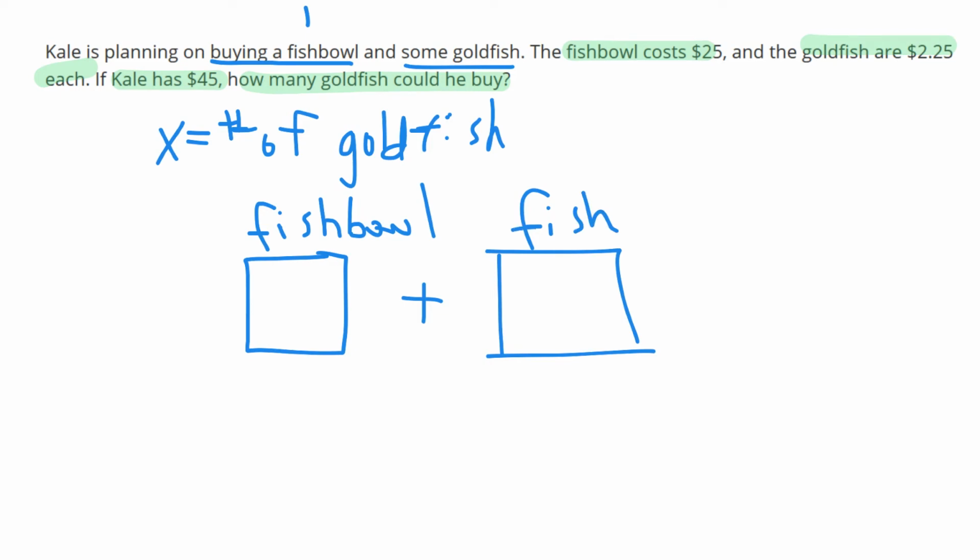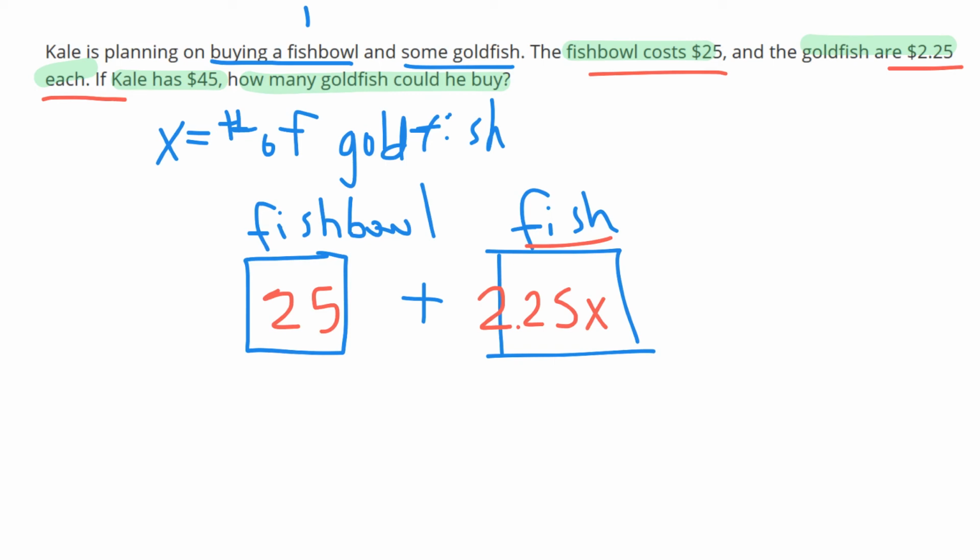Now we know that the fish bowl is 25 bucks. So I'm just gonna put 25 in here. And then the goldfish cost $2.25 each. So what I'm gonna do there is I'm gonna do 2.25 times the number of goldfish, which we decided was gonna be our variable x. So for example, if they bought 10 goldfish, we would do 2.25 times 10.